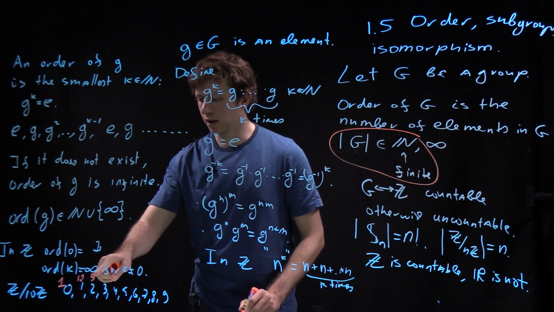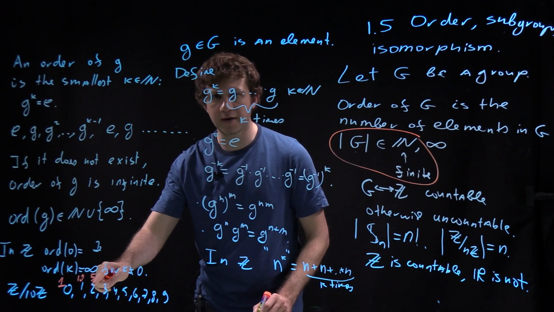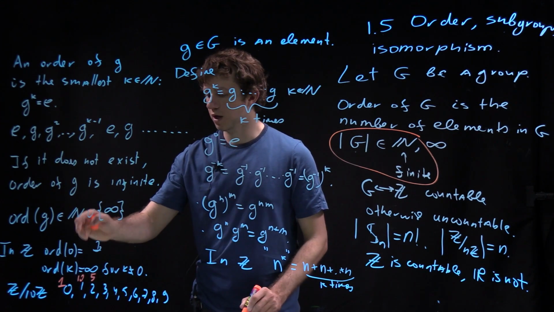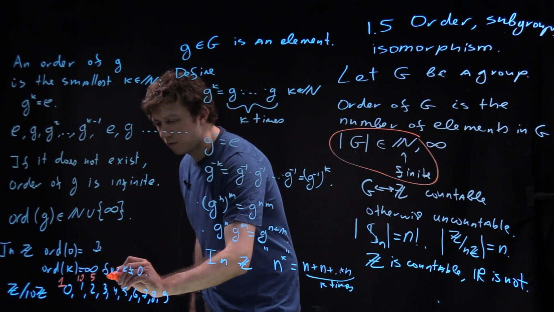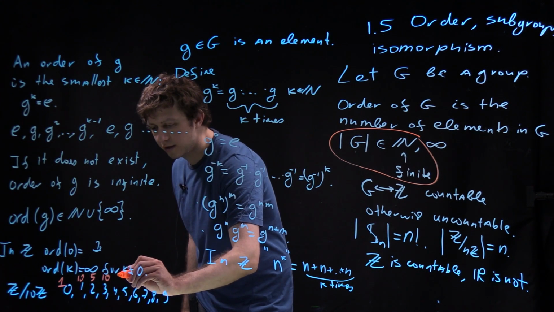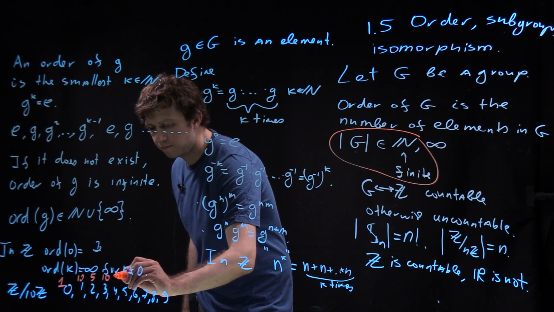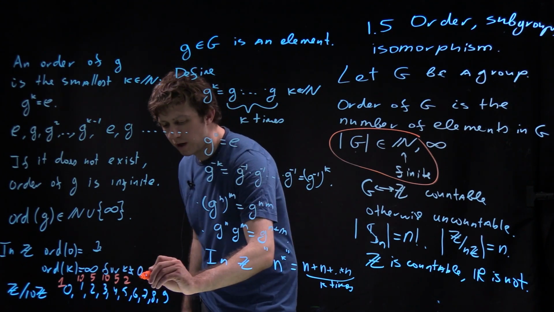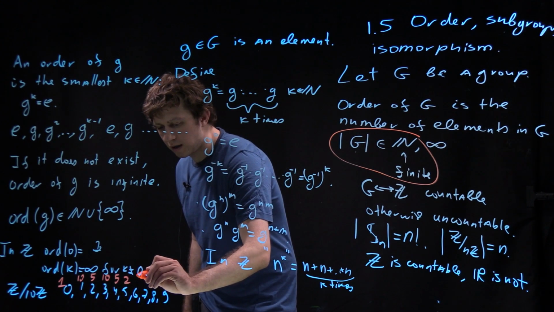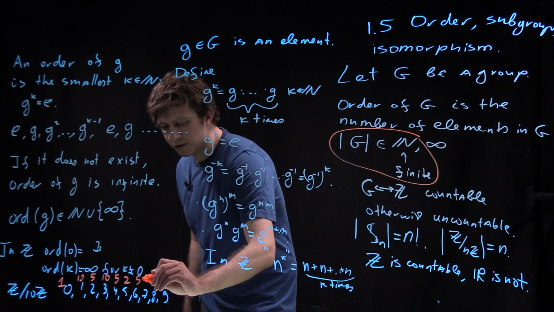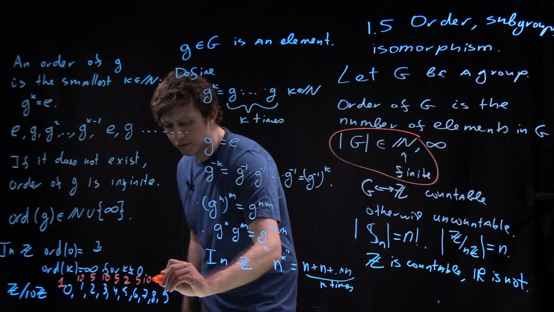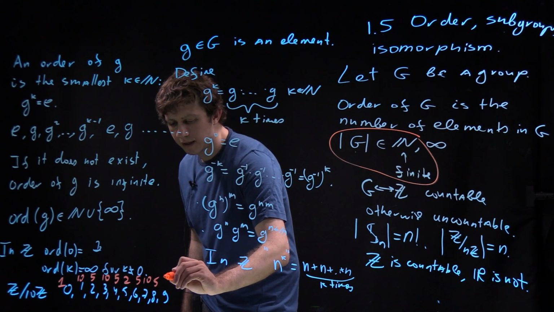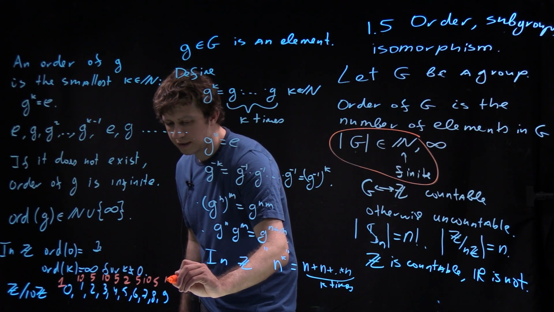And so 2 to the power 5 is 2 times 5, which is 10, which is 0. So that's why it has order 5. So one can check that 3 has order 10, 4 has order 5, 5 has order 2 because 5 plus 5 is already 0, 6 has order 5, 7 has order 10, 8 has order 5, 9 has order 10.